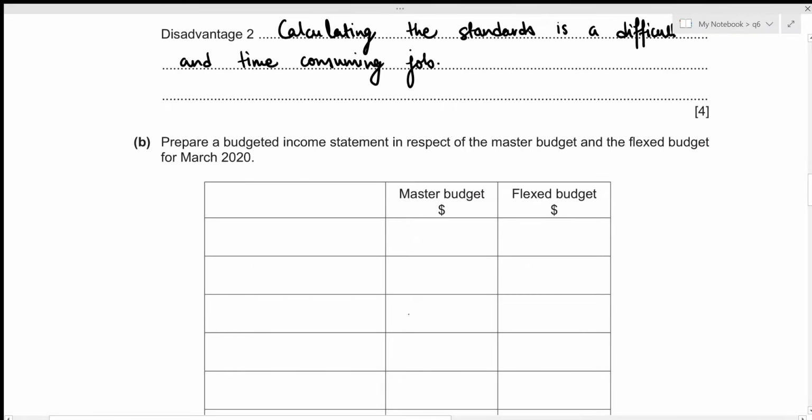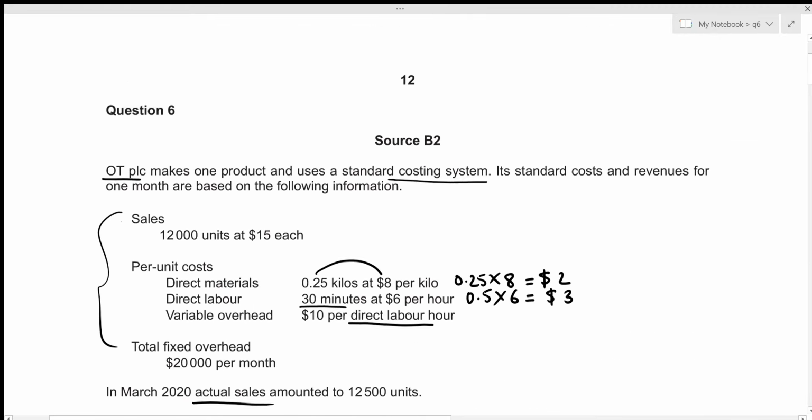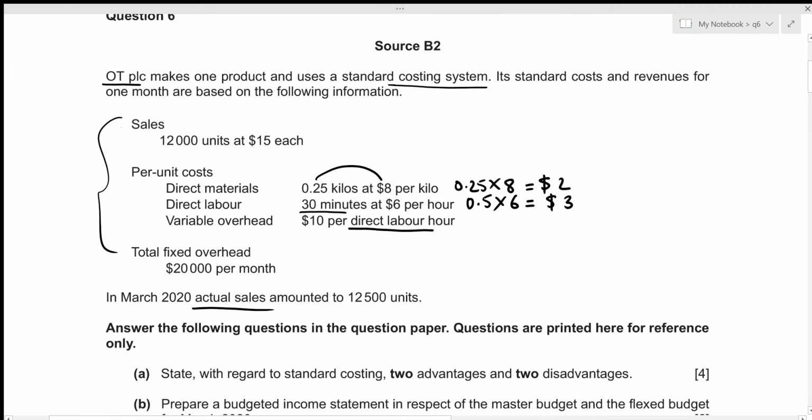We now need to prepare a budgeted income statement in respect of the master budget and the flex budget for March 2020. So the master budget would be in respect of the sales units or the budgeted sales units, whereas the flex budget is the flexible budget that we prepare in order to incorporate the actual units sold. So let's have a look above. In this case, we'll be preparing our master budget on the basis of 12,000 units sold, whereas in case of the flex budget, we will incorporate the actual sales amount of 12,500 units. And since we're preparing the budgeted income statement, we first start with our revenues. So let's figure out the revenues for both our master budget as well as the flex budget.